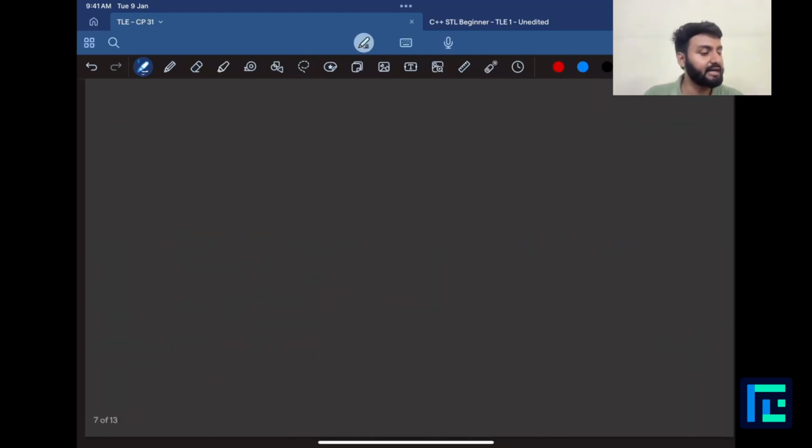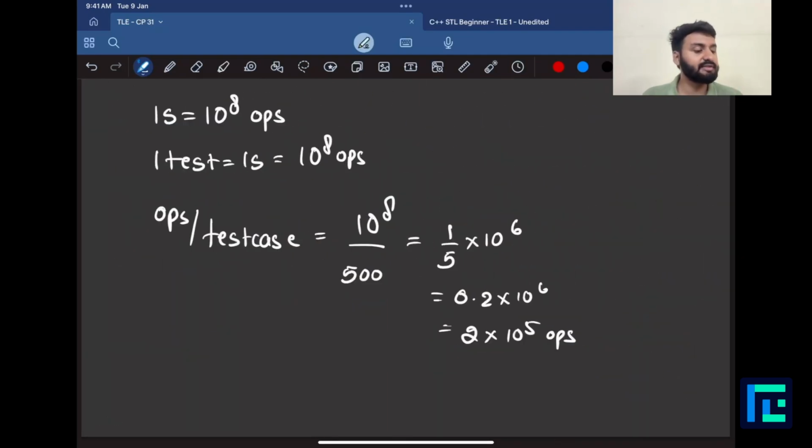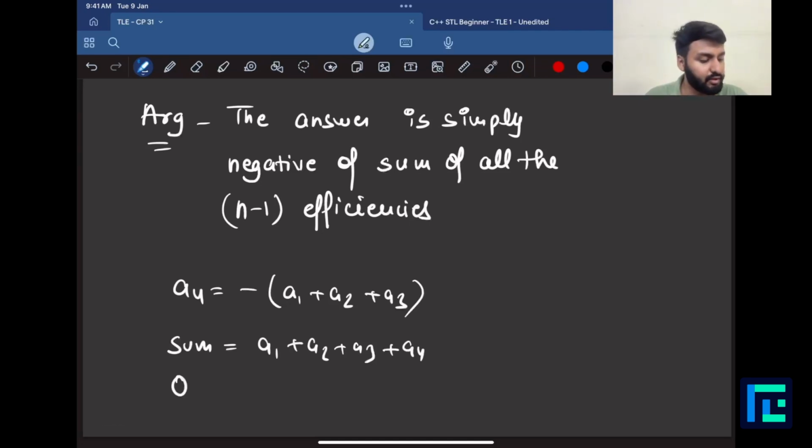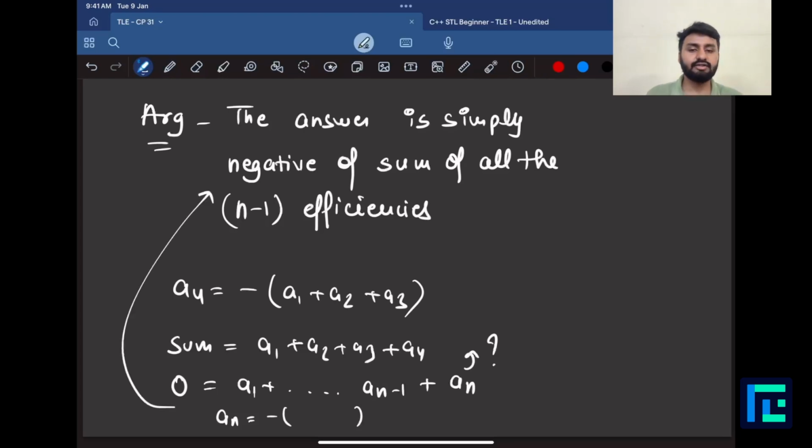It will remain stagnant, and that stagnant value is actually 0, which helps me solve for the variable A4 in this case. It effectively gives a generalized solution: if you start with 0, then 0 equals A1 plus so on till A of n minus 1, plus An, which is the variable I want to find. Then An becomes the negative of the sum of all these values. Just take the sum of all the n minus 1 efficiencies, put a negative symbol in front of it, and you're good to go. You will get the efficiency of the nth team that was not given to you.